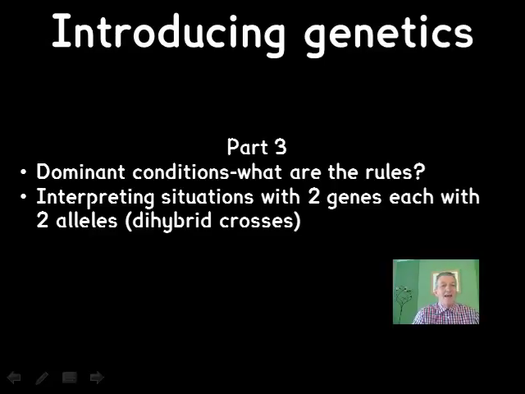Hello again. So far we've been concentrating our look at genetics on recessive conditions. And so we've been looking at sex-linked and autosomal recessive conditions. What we're going to look at in this session is the inheritance of conditions which are dominant. And to do this we need to free ourselves of any preconceptions and to some extent turn our thinking inside out.